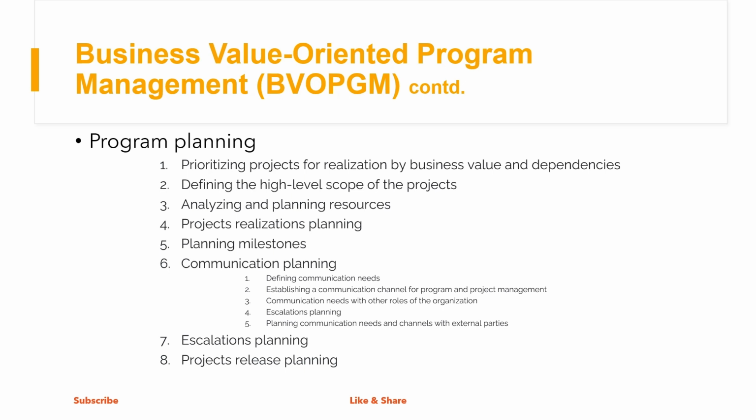Establishing a communication channel for program and project management. Program and project management roles have to discuss, agree, and establish their communication channels, which include the physical environment, software, or technologies. Communication needs with other roles in the organization may include defining and planning communication needs with roles outside of the program and project management offices.